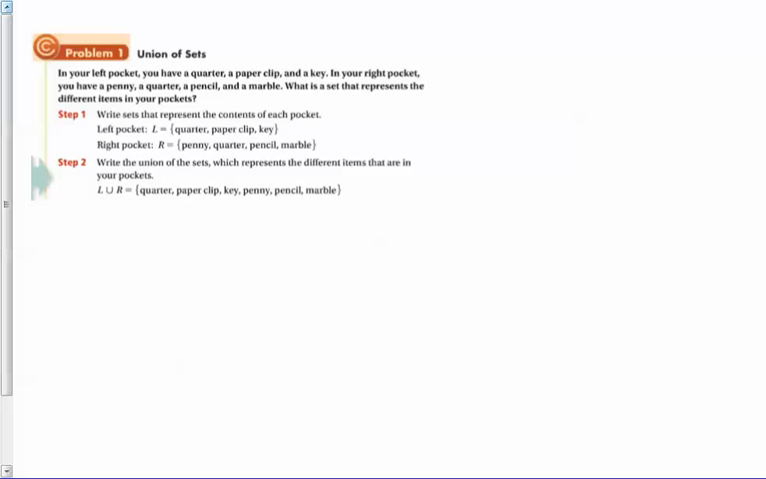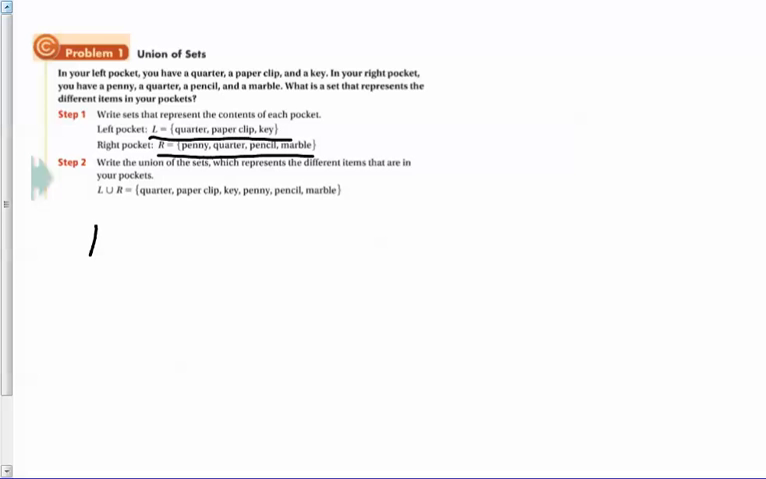Okay, so check this out. In your left pocket you have a quarter, a paper clip, and a key. In your right pocket, you have a penny, a quarter, a pencil, a marble. What is the set that represents the different items in your pocket? Here is my left pocket, I wrote that out: quarter, paper clip, key. Here is my right pocket: penny, quarter, pencil, marble.